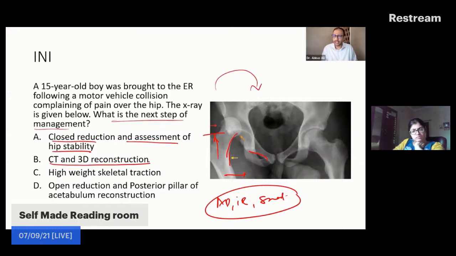Why do you need CT and 3D reconstruction? You don't. The X-ray makes it clearly evident. CT and 3D reconstruction is for when X-rays are not definitive, when they are not giving a clear diagnosis. High weight skeletal traction: yes, skeletal traction needs to be applied, but after reducing. Open reduction and posterior pillar of the acetabulum reconstruction is not necessary. The acetabulum is absolutely fine. Okay, everybody got this?